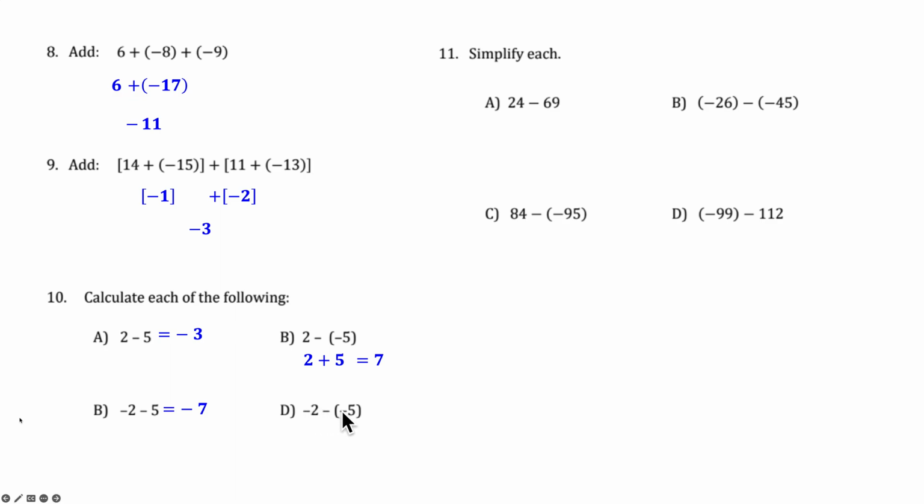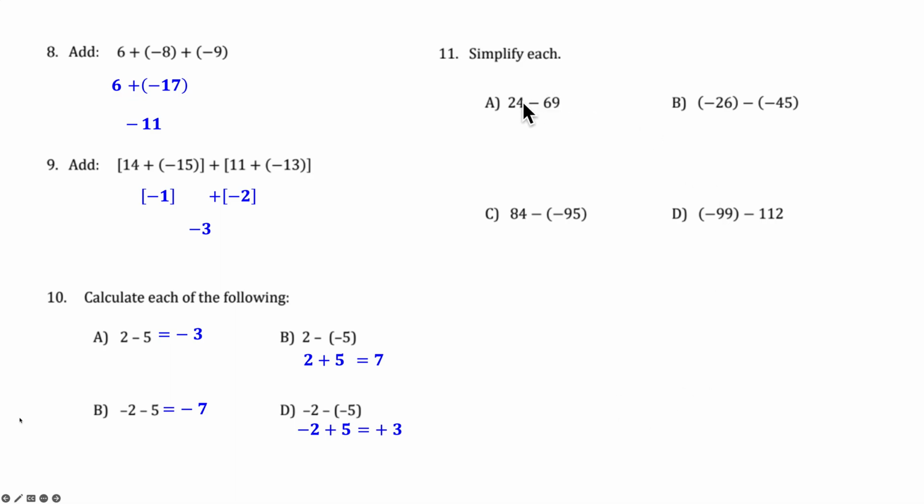Negative 2 minus a negative 5. Simplify the double signs. Negative 2 plus 5. 5 is bigger. Keep the sign. It's a positive. Signs are different. Subtract. 5 minus 2, 3. The answer is a positive 3.